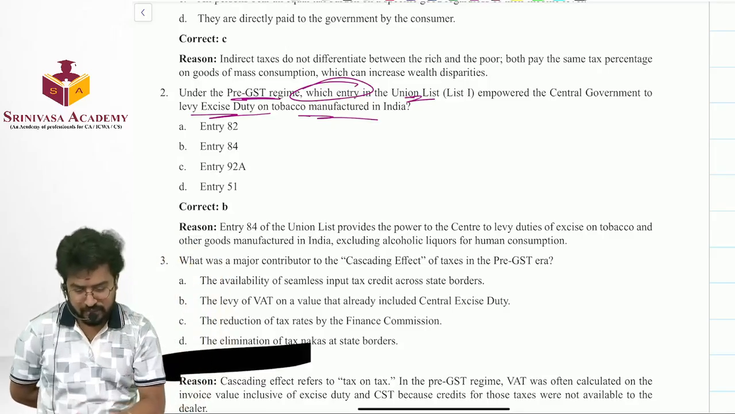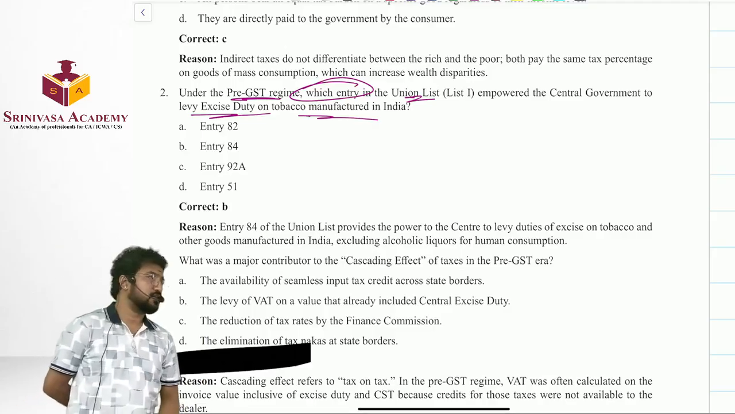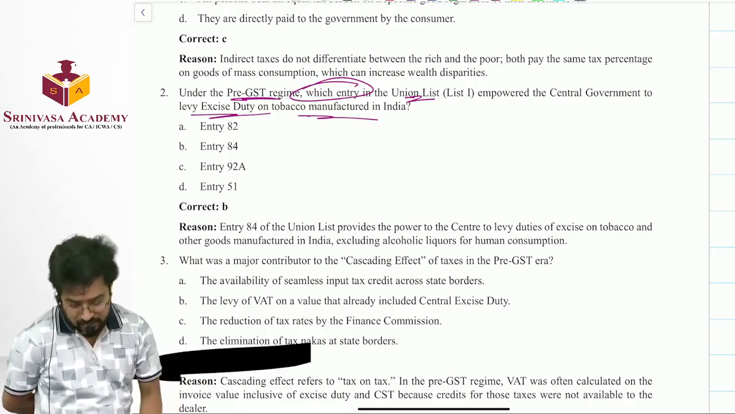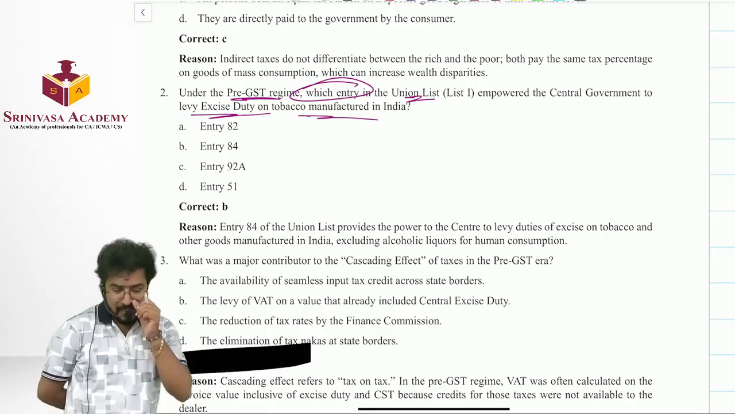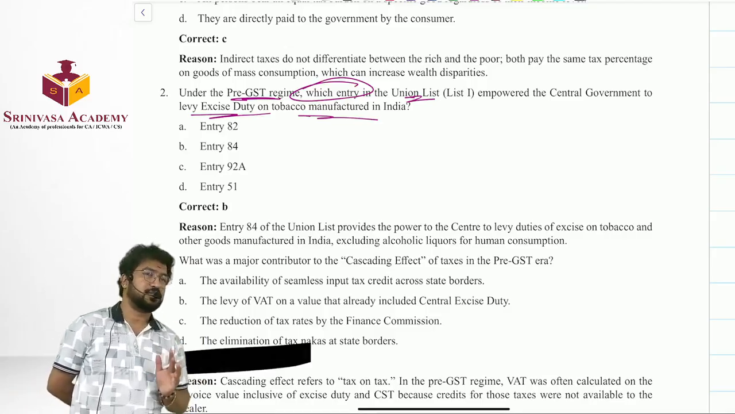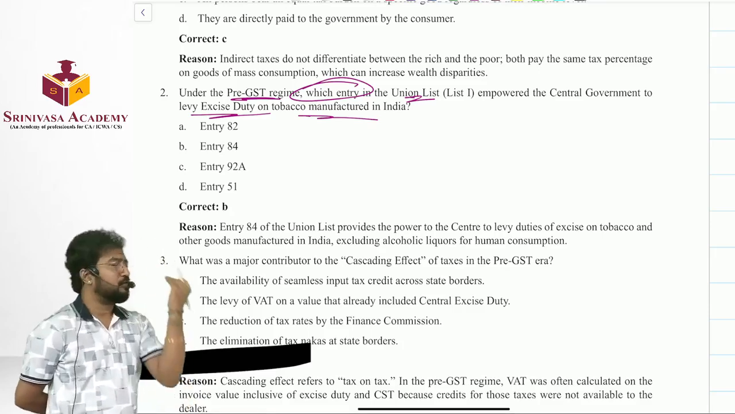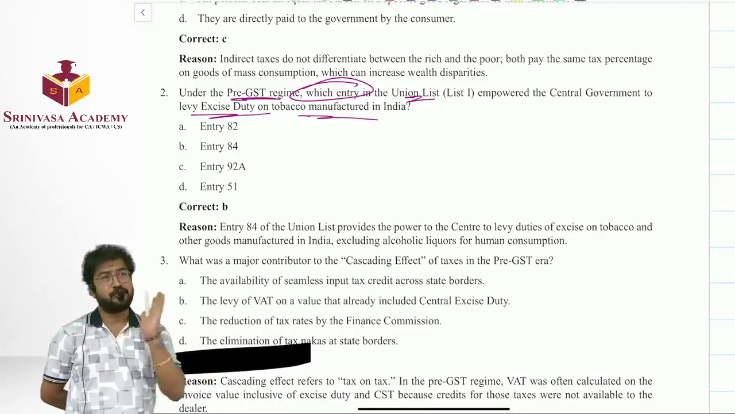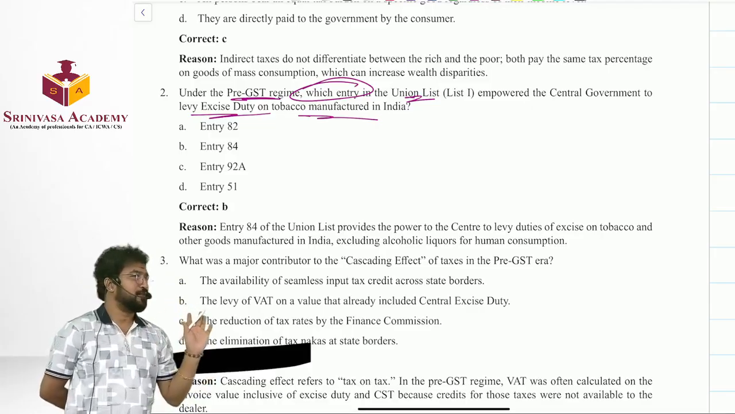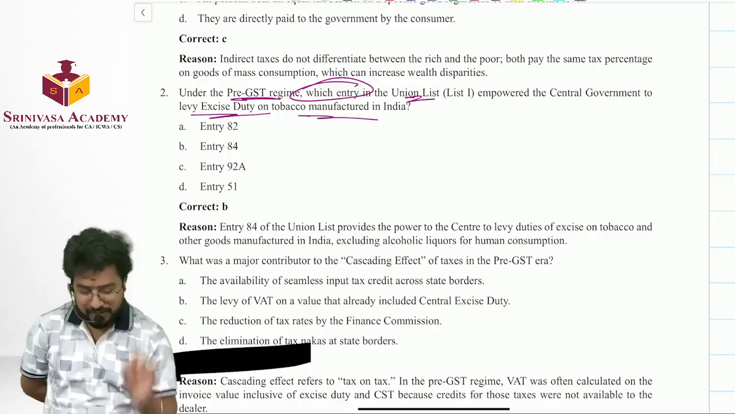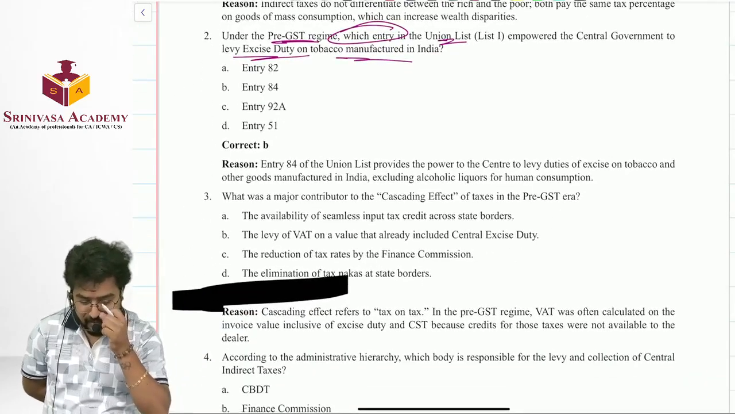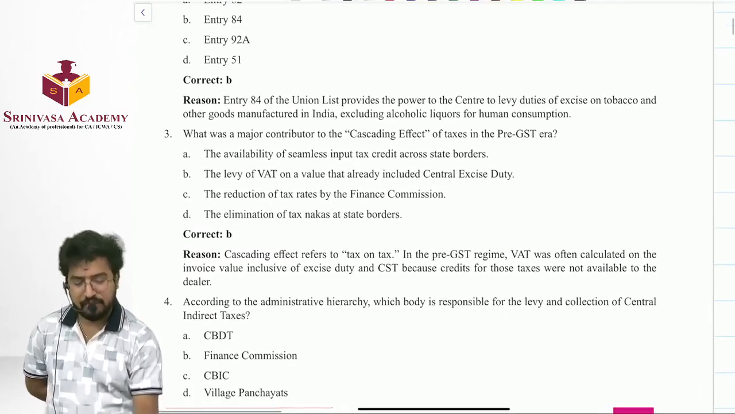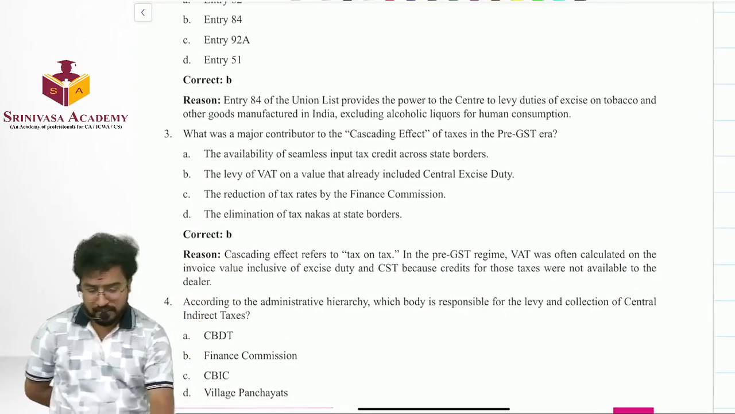Let us see the next one. Reduction of tax rates by the Finance Commission. No. Next, the elimination of tax nakas at the state borders. Which is the option? B. Sometimes even if you don't remember the concept, the options will tell you the correct answer. If you read them carefully, done. So the answer is B: the levy of VAT on a value that already included central excise duty.